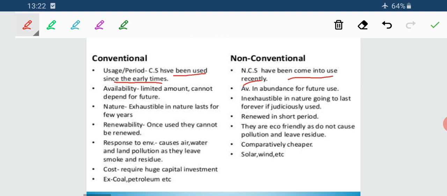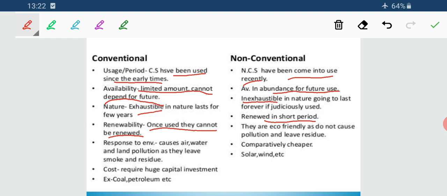Now availability: for the conventional it is limited, because these are present within the crustal part or on the crustal part, and for the non-conventional it is there in abundance. Availability is in abundance for future use. Even though we have started its use, it is in a limited manner, but for future use we have it in abundance. Now what is its nature? One is exhaustible, another one is inexhaustible. Renewability: conventional cannot be renewed, but non-conventional can be renewed.